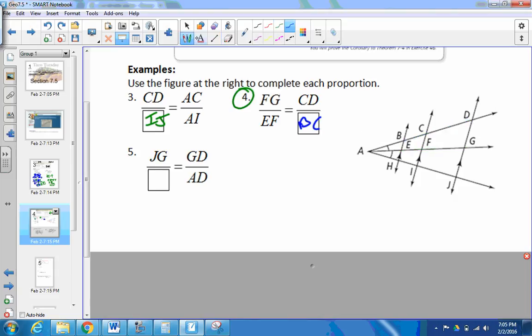JG is to GD as... nope, I said that wrong. JG is to what as GD is to AD. So GD is to AD.